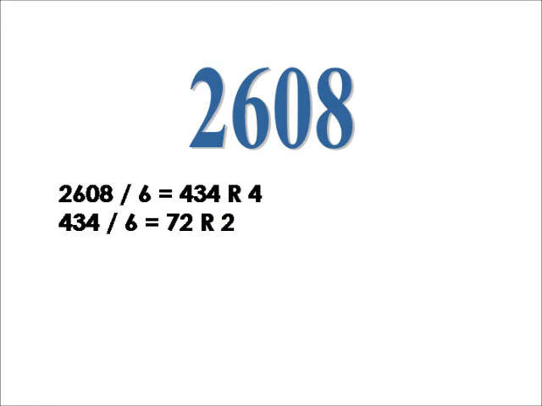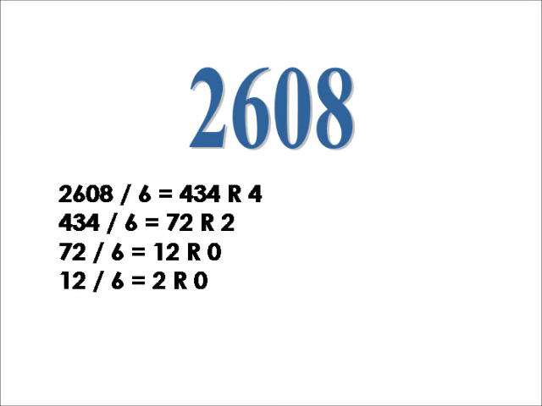And then you're probably not going to need a calculator for the rest of this one. 72 divided by 6 is 12 with a remainder of 0. 12 divided by 6 is 2 with a remainder of 0. And 2 divided by 6 is 0 with a remainder of 2.